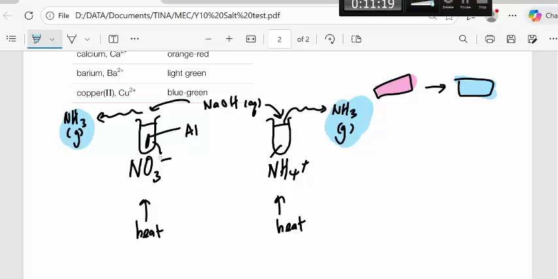Yes. Okay, nitrate 的话，如果你有加 aluminium for this. Yes, correct.